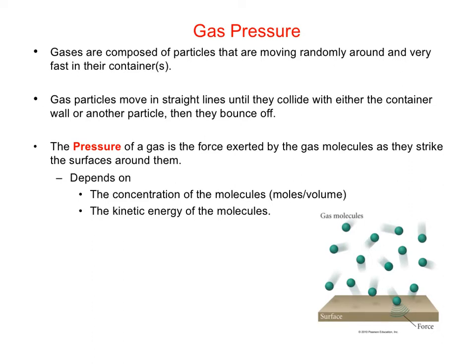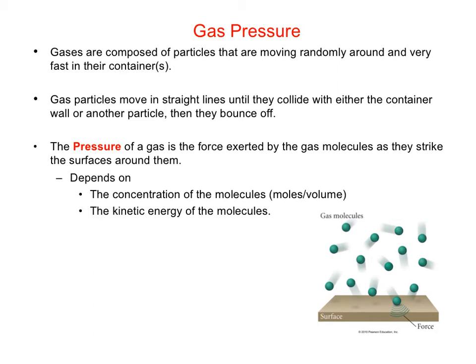So the best way to understand gas pressure is to think about what's happening on the microscopic or the molecular level. Gases are composed of particles that are moving randomly and very fast in their containers. Now, they don't move in random directions. They move in a straight line until they collide with either the walls of the container or with one another, and then they bounce off. The pressure that a gas exerts is the force exerted by the gas molecules as they strike the surfaces around them. So as these molecules are bouncing into the surface, that's what creates the gas pressure.